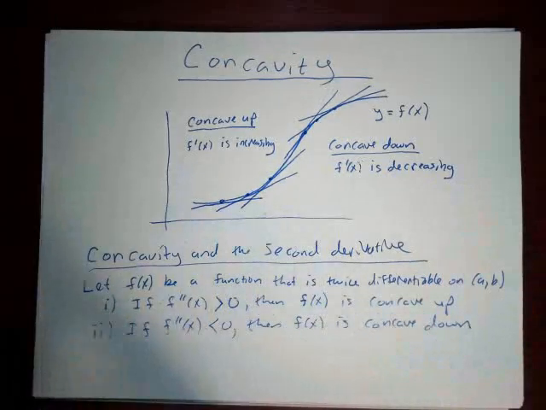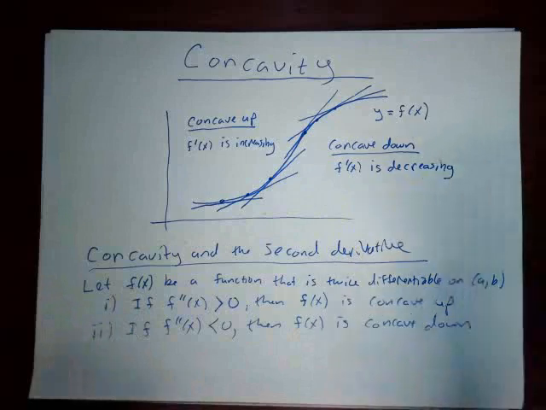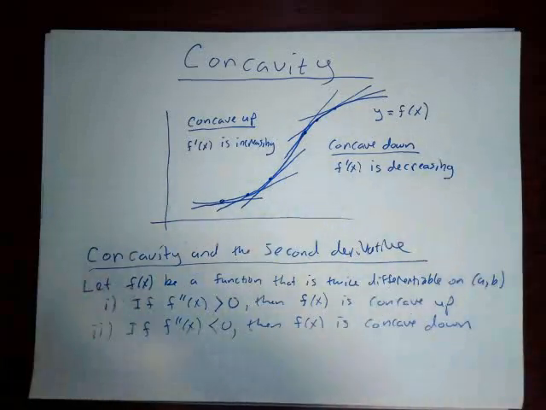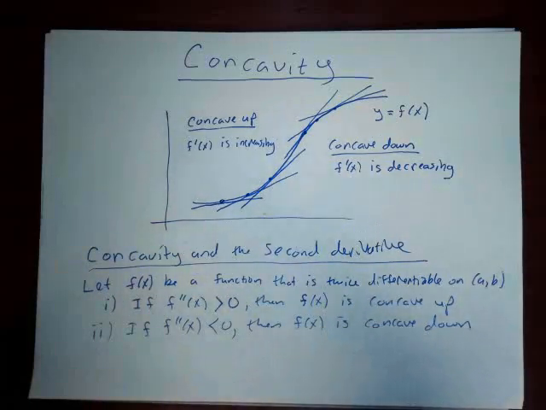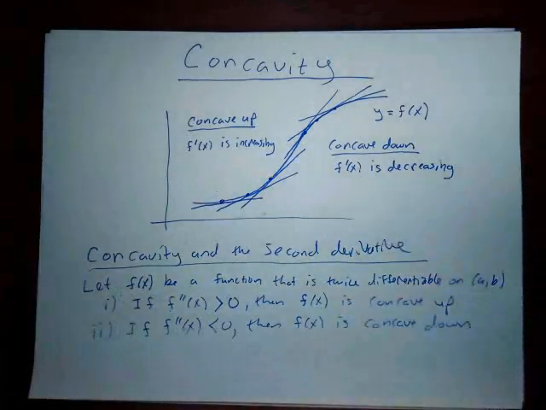Okay, so just like the first derivative tells us some important information about the original function, in particular it tells us when the function is increasing and when it's decreasing, and it also tells us where the minimum and maximum values occur, because that's when it changes from increasing to decreasing.